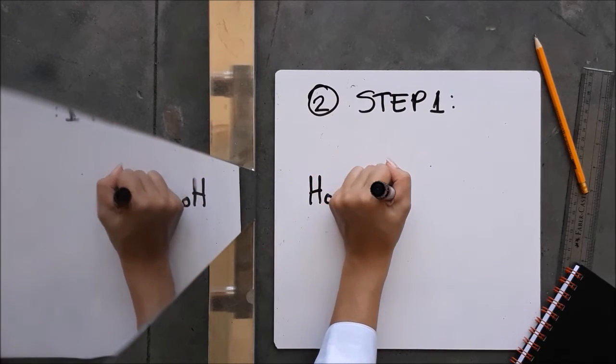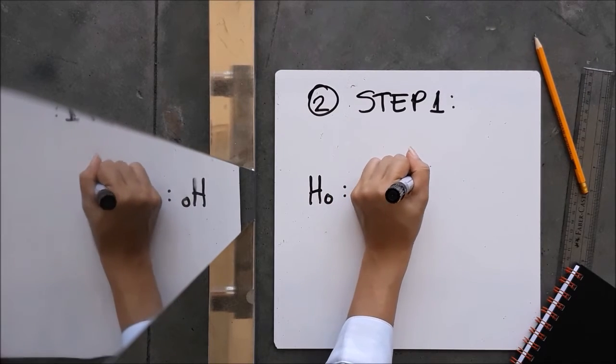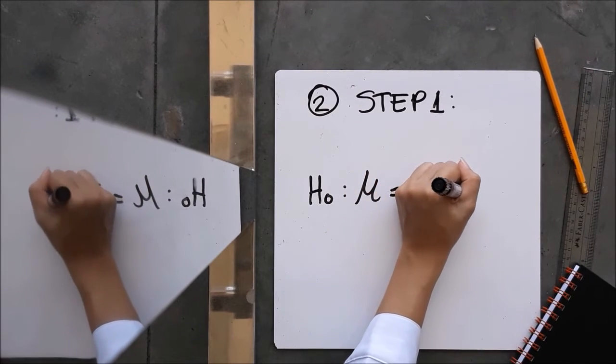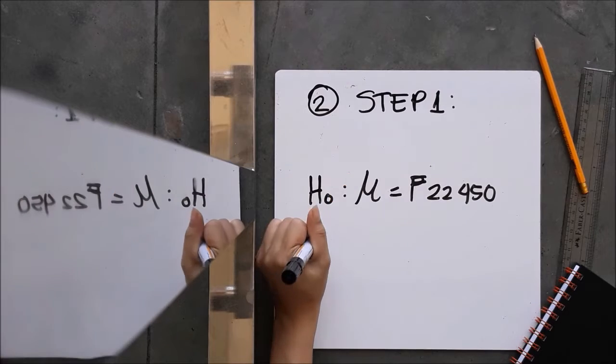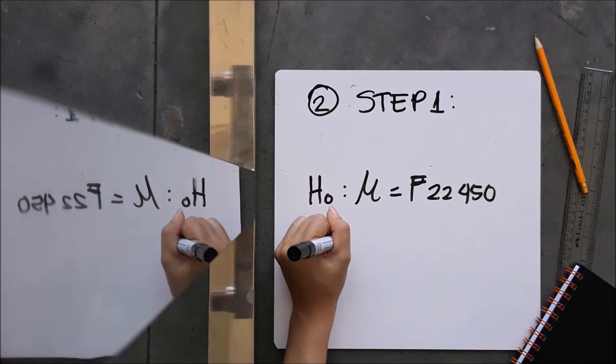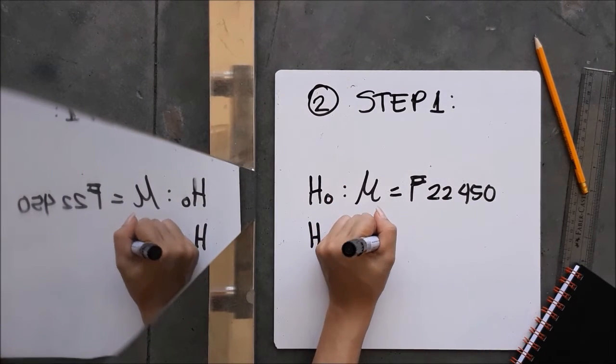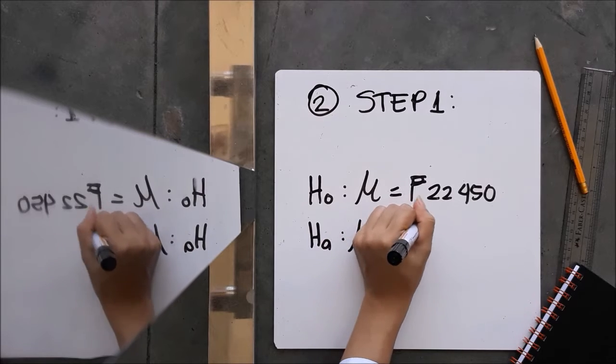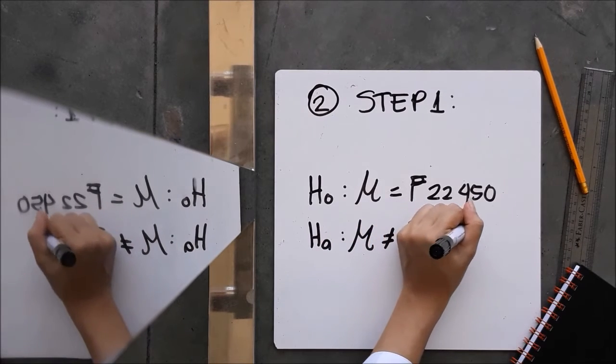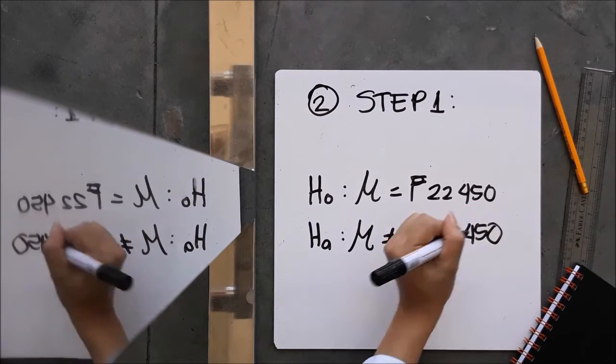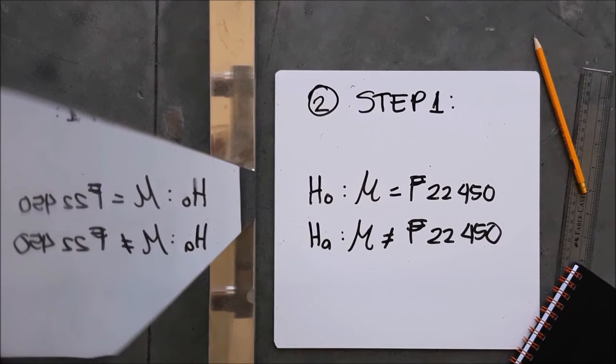The null hypothesis in this problem is mu equal to 22,450 pesos, and our alternative hypothesis is mu not equal to 22,450 pesos. Again, it is a two-tailed test because we want to know if there is a difference.